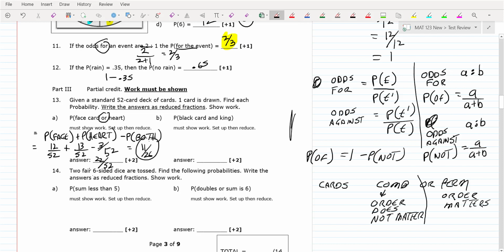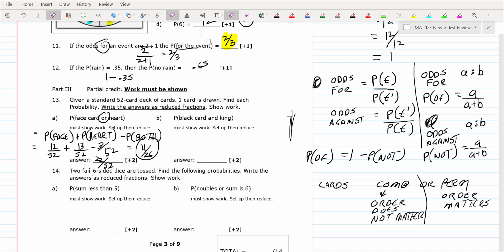Okay? There's 12 face cards. There's 13 hearts. There's 3 cards that are face cards that are hearts. So that's how you do that. All right, what do you think? Okay, you guys make sure you train yourself that if I ask for an or probability, that's the answer right there. That's what leads you to get into the right place. Or probability, that's what you focus on.